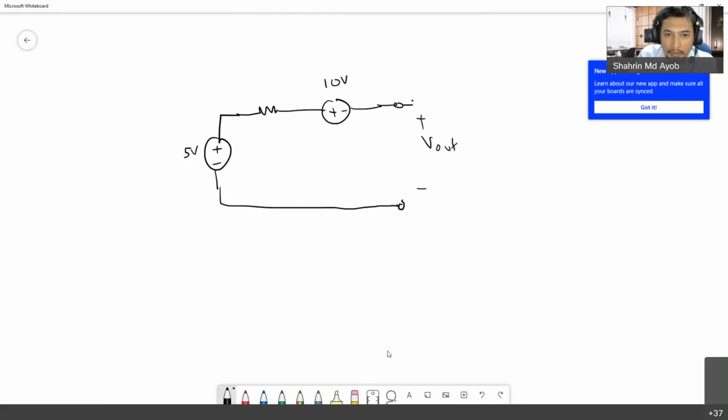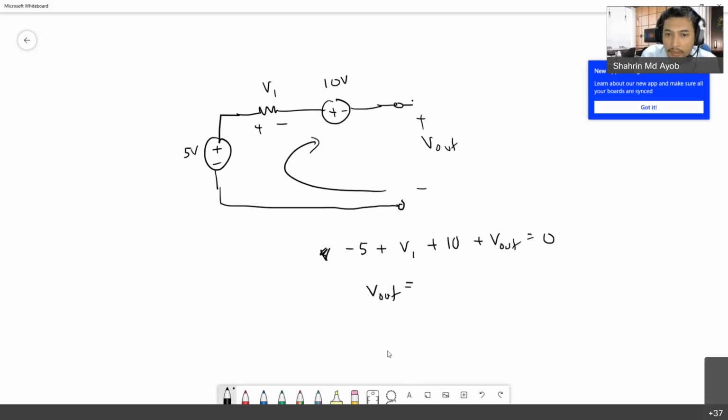Okay, so you can just use KVL also. So you will have negative 5 plus this one is maybe V1. So the polarity is like this. So V1 plus 10 is equal to V out. So 0. So this one you should get your V out is equal to 5, negative 10, negative V1. Okay, so this one your V out is actually negative 5. Sorry, this one 5. Okay, this one negative V1.